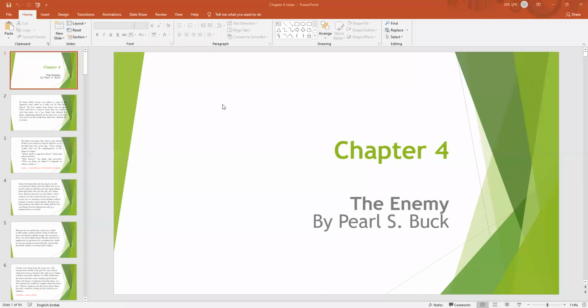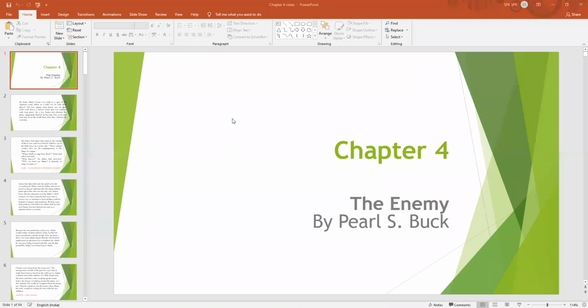We are going to start with this chapter, The Enemy. Now, children, what is there in the story? I will summarize that first, and then we will start with reading the chapter. The story, The Enemy, takes place in the year 1941, when the Japanese attacked Pearl Harbor.